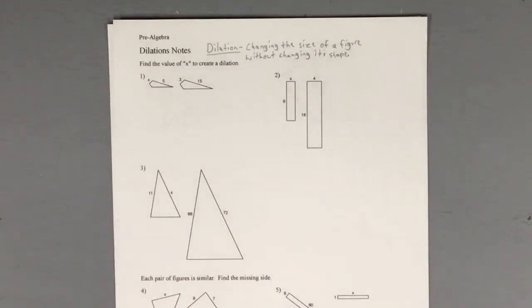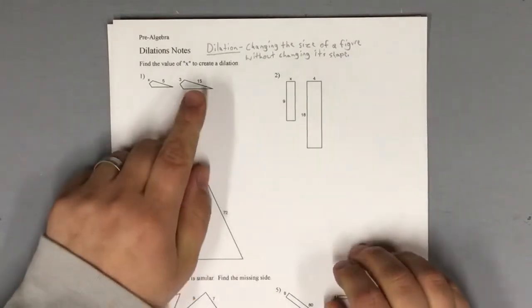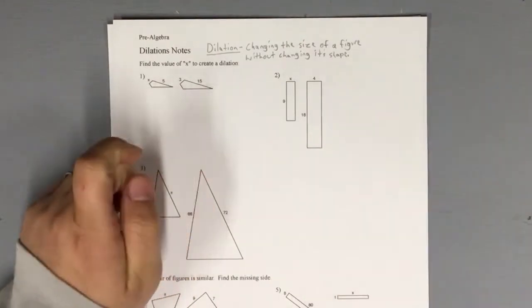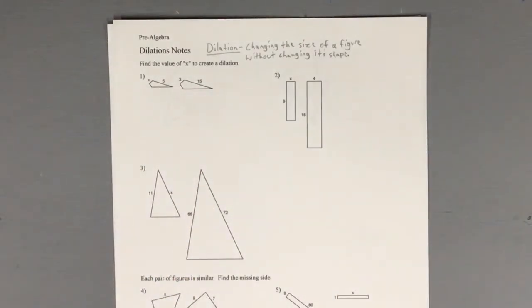Today we're talking about dilations. Dilations is very, very close to similar figures, which we did earlier in the year. A dilation is simply changing the size of a figure without changing its shape. So that's taking a triangle or any shape and simply making it bigger or smaller in proportion.